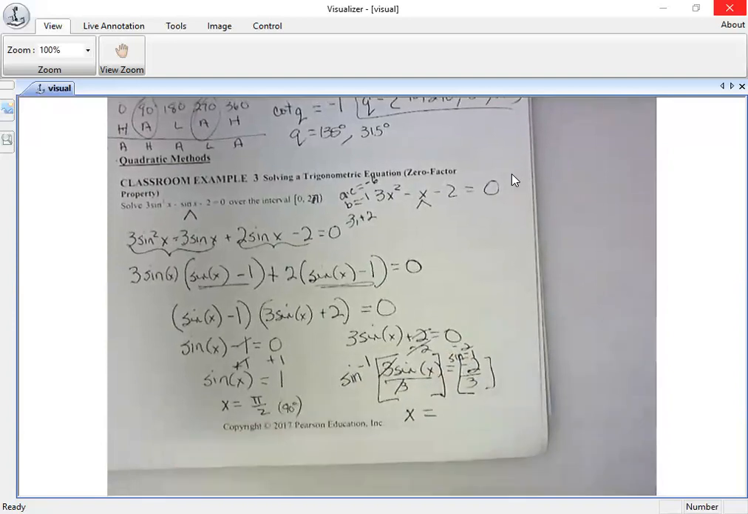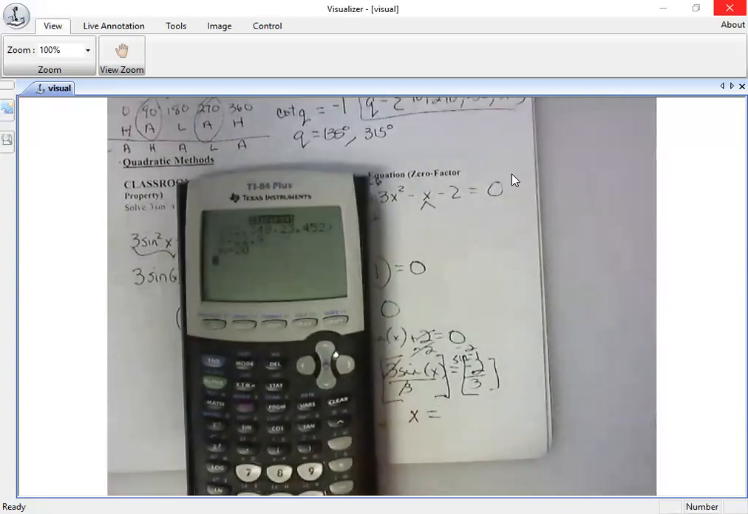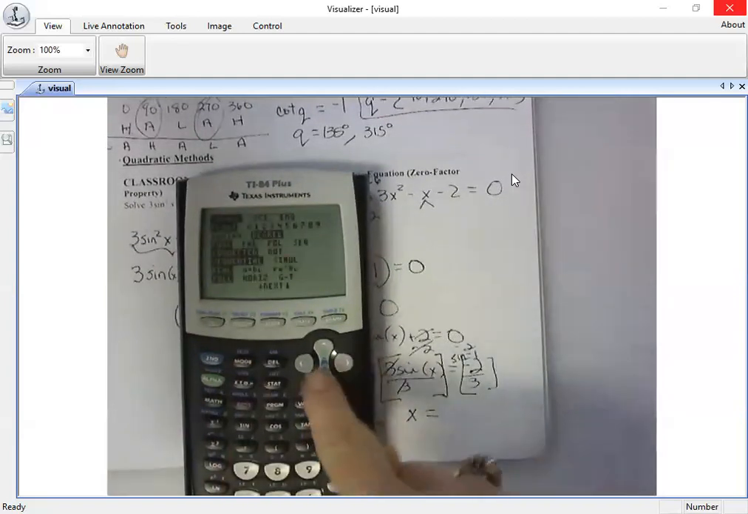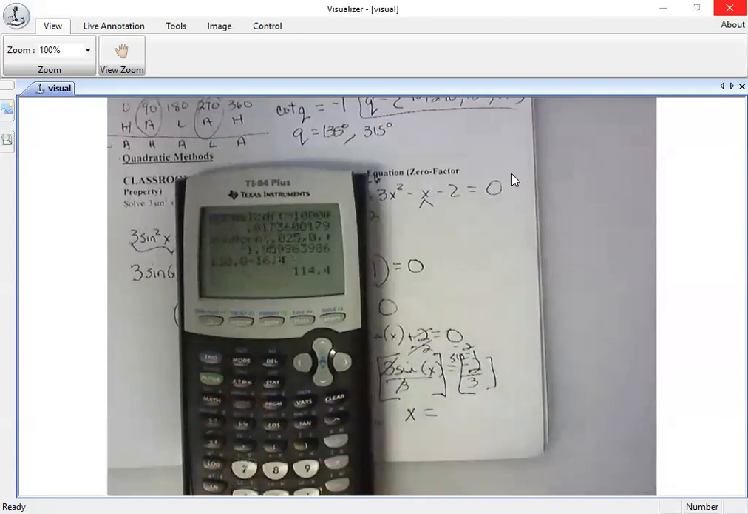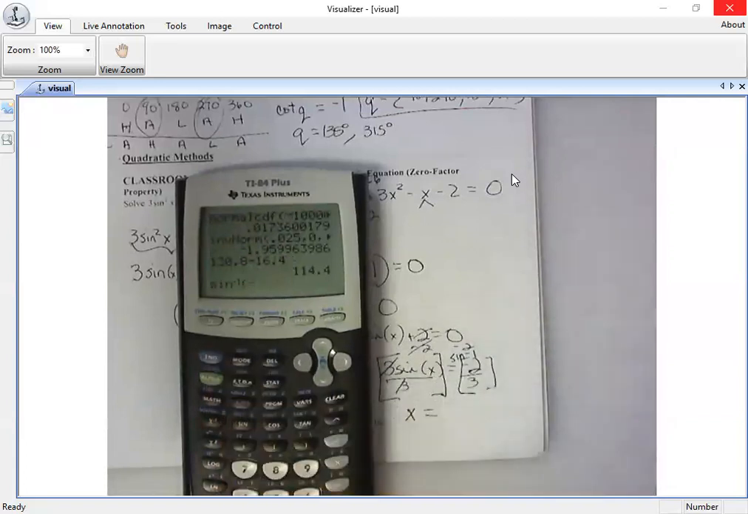X. Now, when I go to the calculator, first of all, I better be sure I'm in what mode? Radians. So I'm going to turn it on. I'm going to double check my mode. And I'm glad I did because I was in degrees. So I'm going to turn it to radians. And I need to know the angle whose sine ratio is -2/3. So what buttons do I need to press to find that? Second sine, and then type in -2/3.